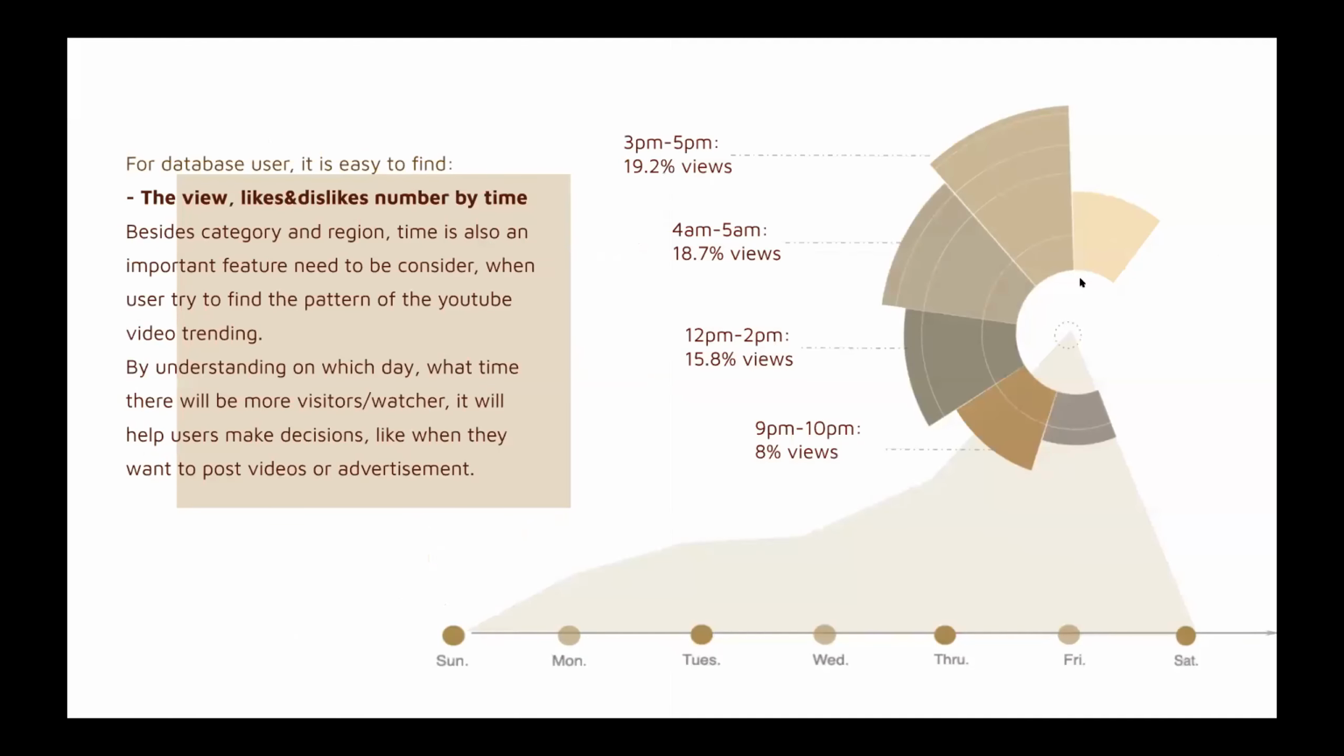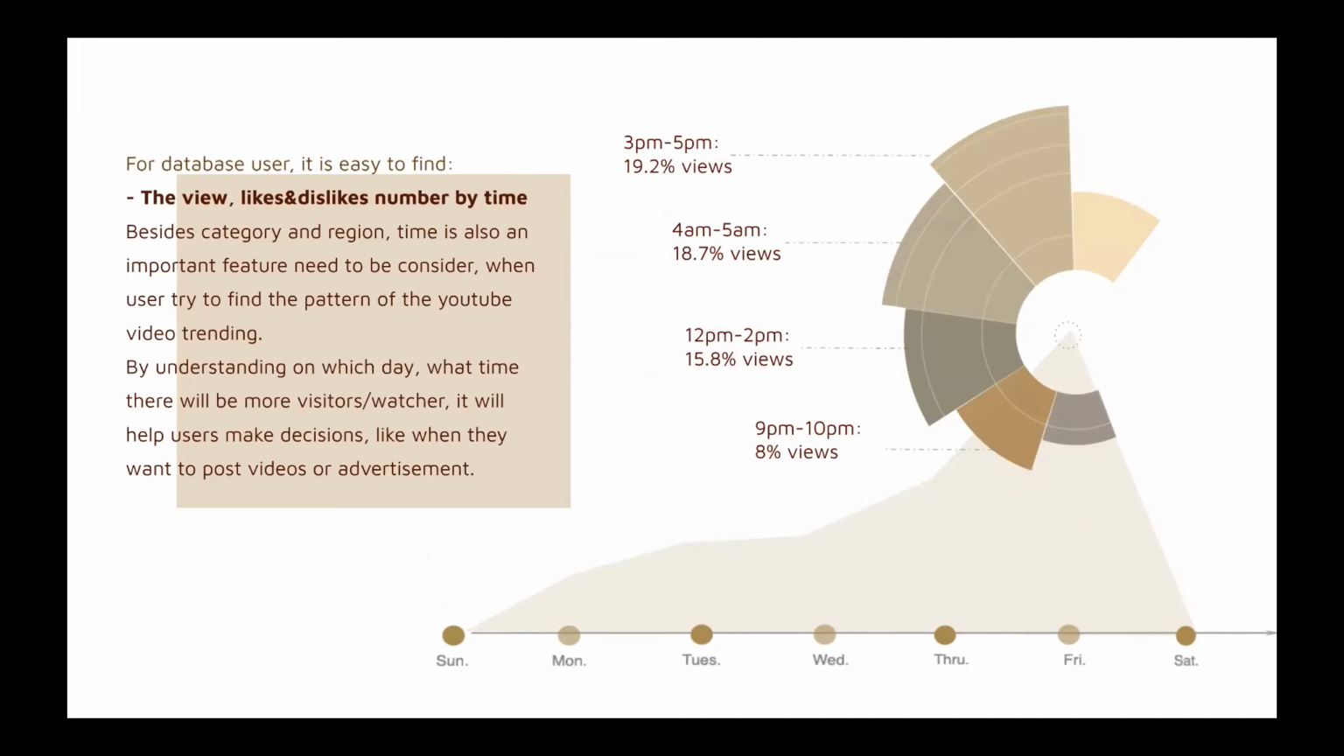And next, it's also easy for users to find the likes and dislikes numbers by time. So besides category and region, time is also an important feature to consider when users try to find the pattern of YouTube video trending. By understanding on which day and what time there will be more visitors or watchers, it will help users make decisions, like when they want to post videos and advertisements.